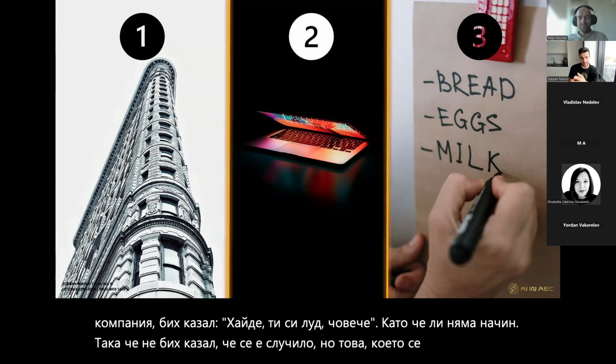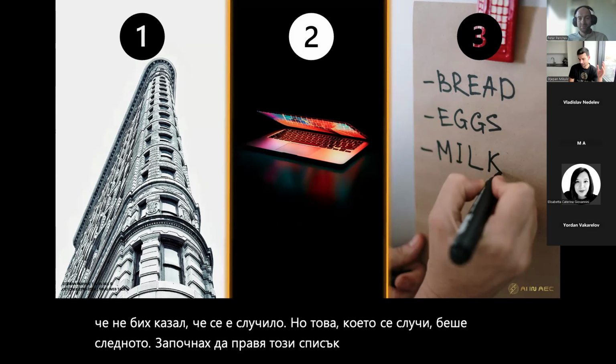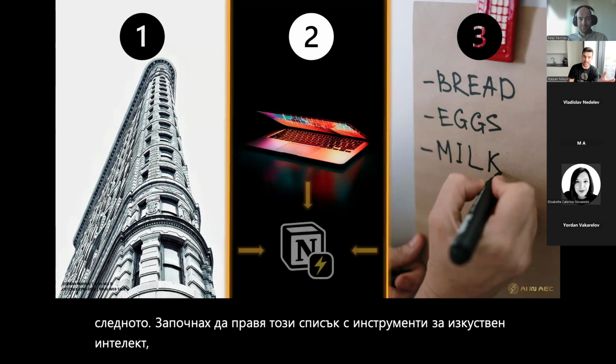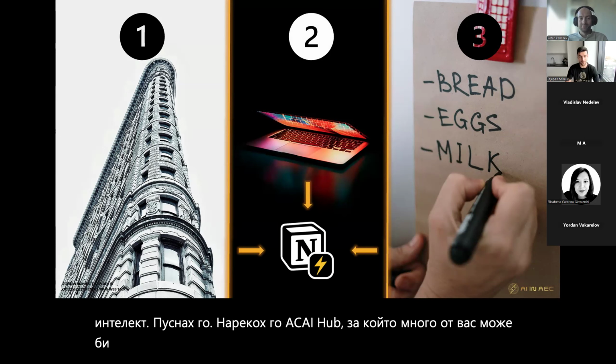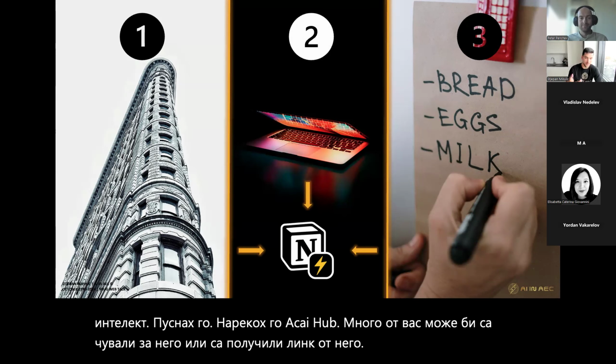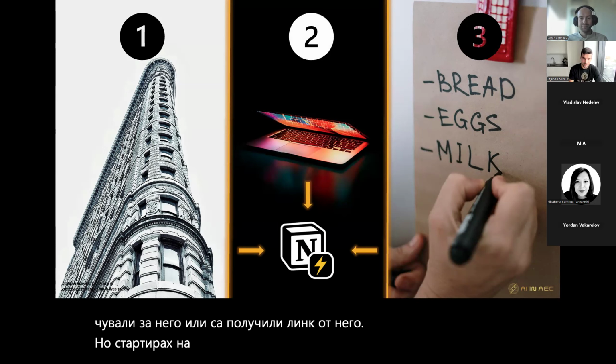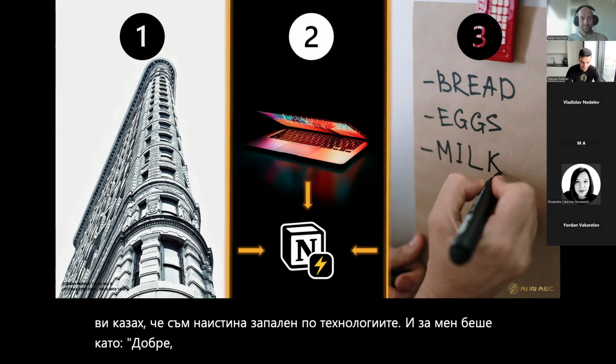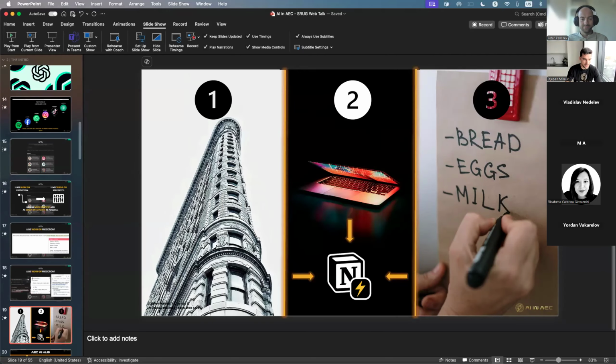So I wouldn't say it planned out, but what happened was the following. I started making this list of AI tools. I launched it. I called it the AEC AI Hub. Many of you maybe have heard about it or have gotten a link from it. I launched it in February 2023, and it was 100 AI tools. But over time, I kept adding. As I told you, I'm really passionate about technology.